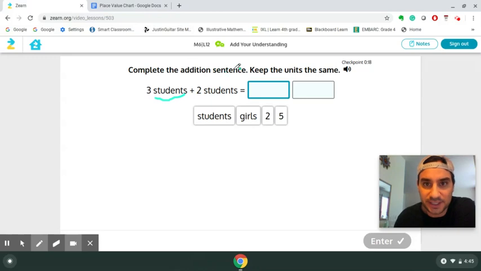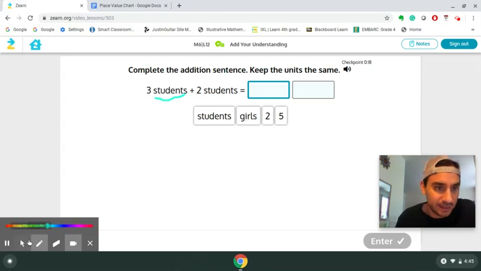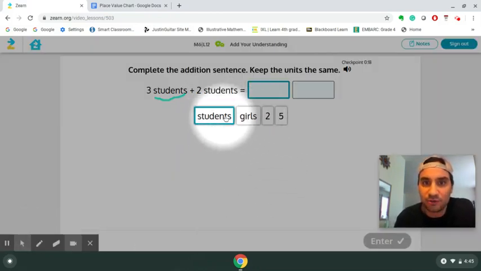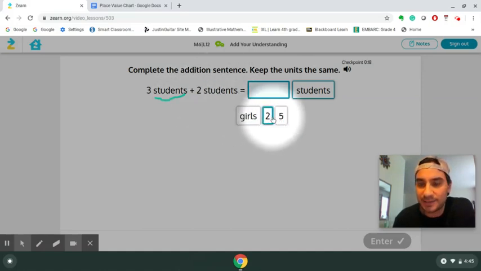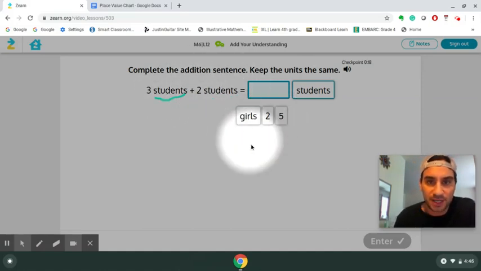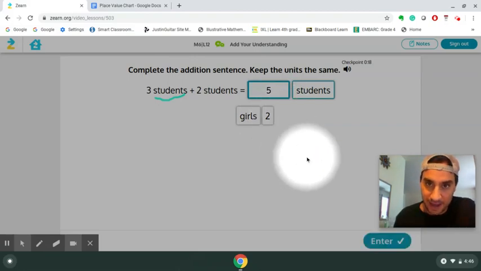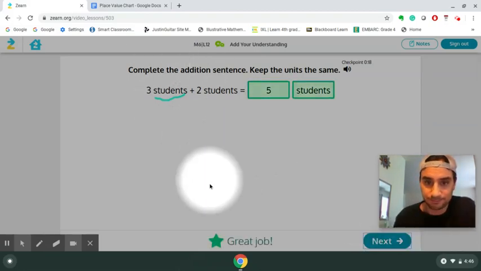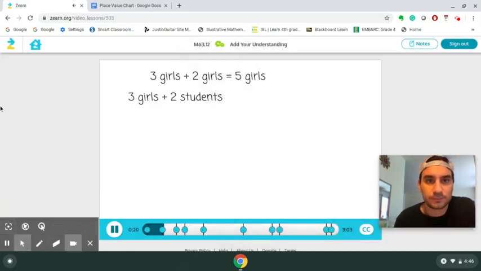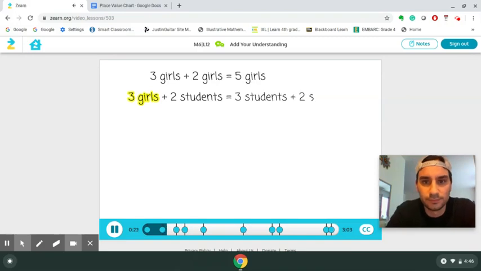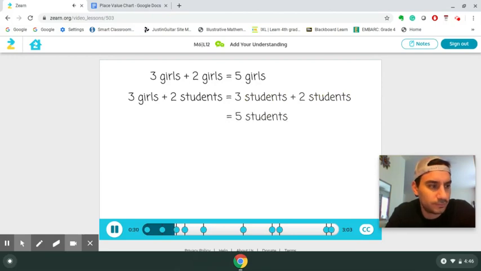Let's complete the addition sentence and keep the units the same. So I'm actually going to start with my units. My new unit is students. Let's put that in the back. Make sure you grab and then drag it. All right, and then we can add together our values. We have 3 plus 2. I think we can all do that. That is 5 students. Let's press enter. Great job, good work. Since the girls are students, we can rename 3 girls as 3 students. Now the units are the same, so we can add 5 students. Looking good.